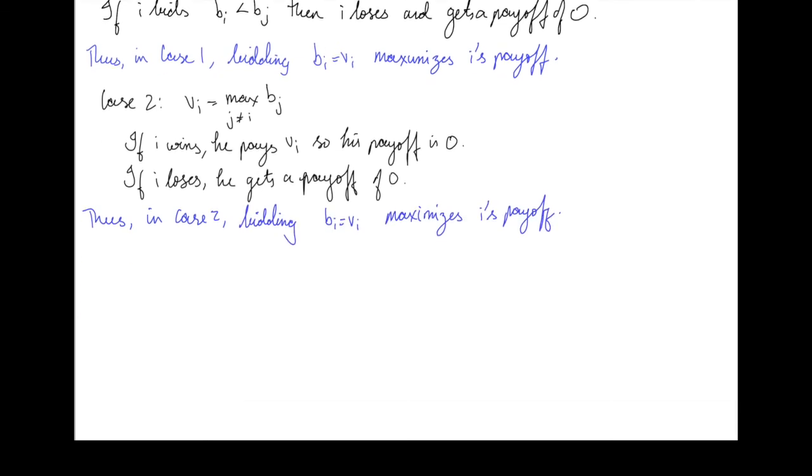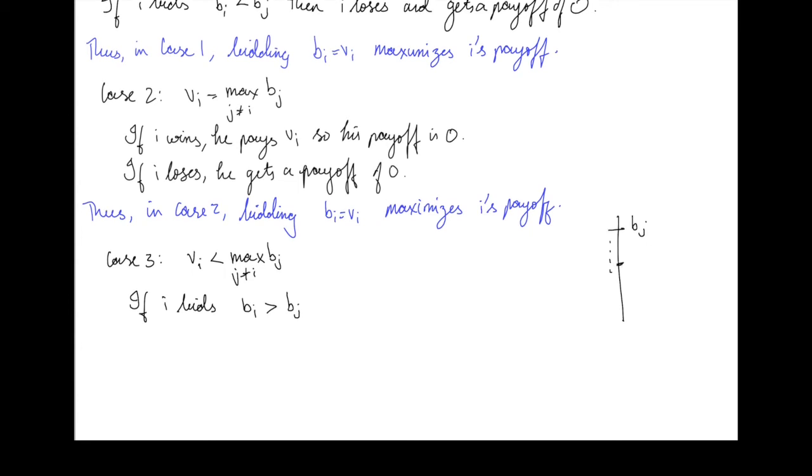Finally, there's a third case where vi is smaller than the highest of the other bidders' bids. Now, if i bids some bi higher than bj, so the picture looks like this, the highest of the other bids is bj, vi is down here. So if i bids something that's further up, bi up here, then i wins, but winning means you get a payoff of your valuation minus the highest losing bid, which would be bj, which is higher than your valuation. So vi is smaller than bj, so your payoff is negative.